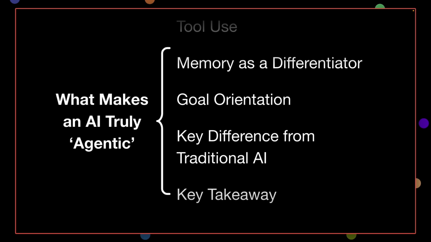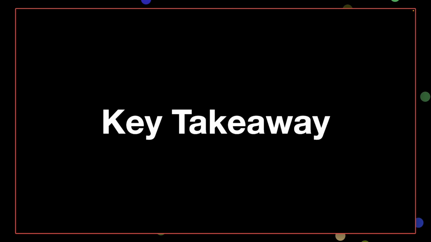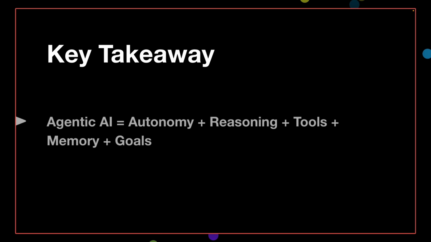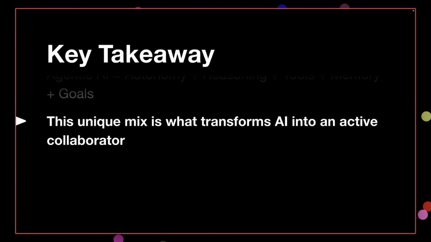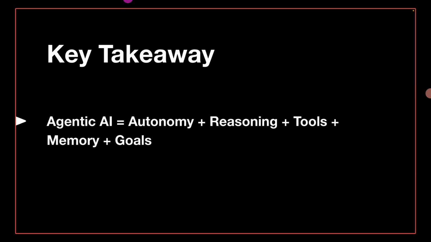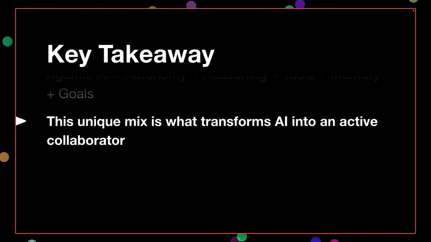To summarize this video, an agentic AI is the combination of autonomy, reasoning, and tool use with memory and goals. That's what an agentic AI system will have. I can say this is a unique mix which transforms an AI into an active collaborator, not just a conversational tool. Through this course, you will learn how to design these agentic AI systems and build them using the various elements.